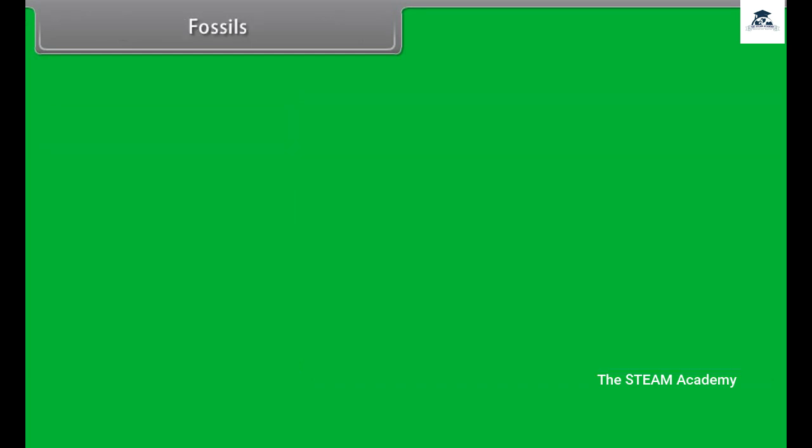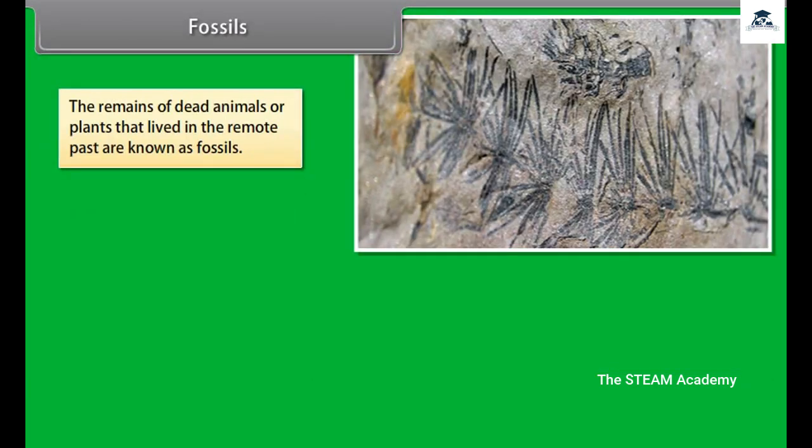Fossils. The remains of dead animals or plants that lived in the remote past are known as fossils.